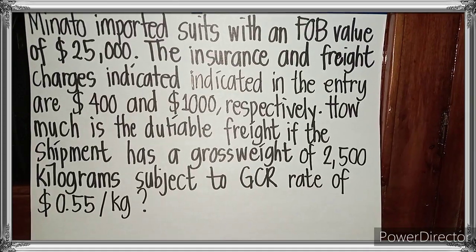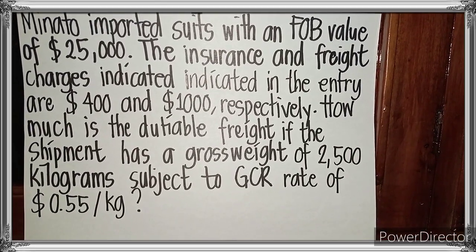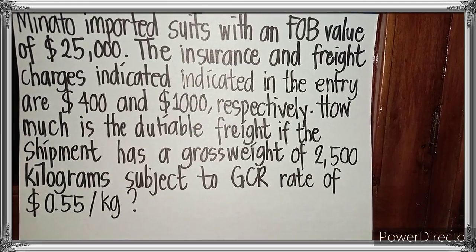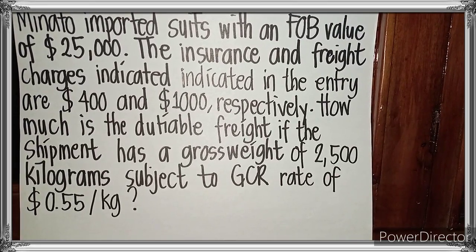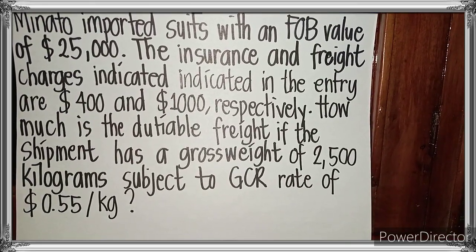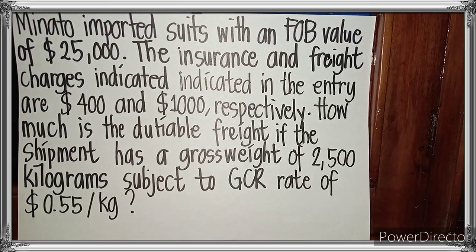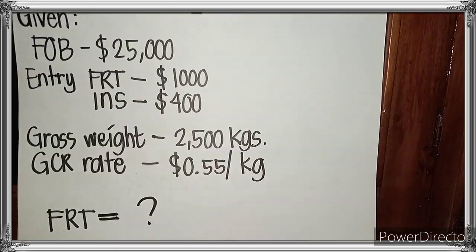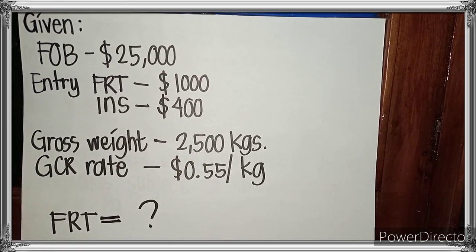Next problem: Minato imported suits with an FOB value of $25,000. The insurance and freight charges indicated in the entry are $400 and $1,000 respectively. How much is the dutiable freight if the shipment has a gross weight of 2,500 kilograms subject to a GCR rate of $0.55 per kilogram? The next thing that we do is to jot down the information or the given.